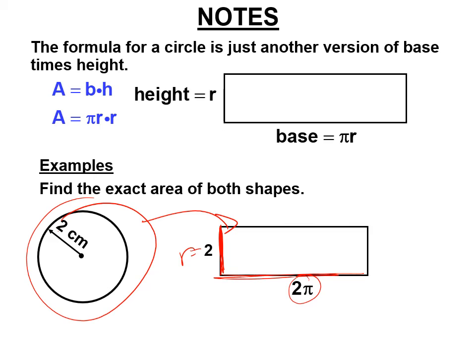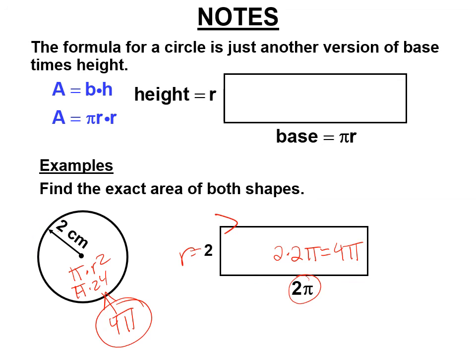And so if you did the area of this, it would be 2 times 2 pi, or 4 pi, right? And if you did the area of this, it's pi r squared, which is pi times 2 squared, also 4 pi. So these two things have the exact same area. How is that possible? There's the exact same amount of squares in there as there.